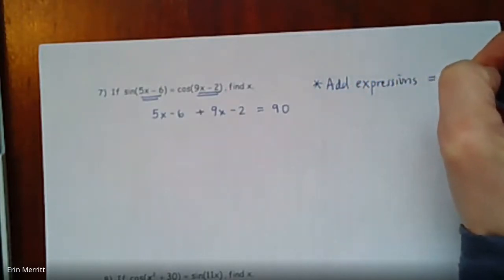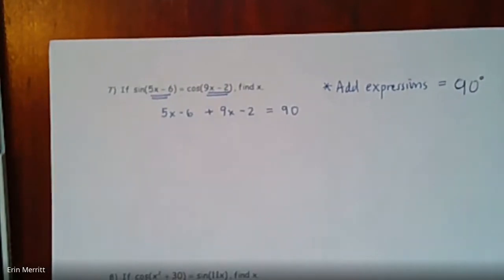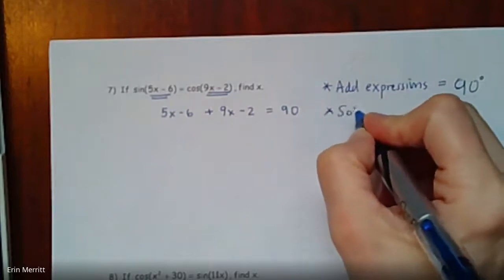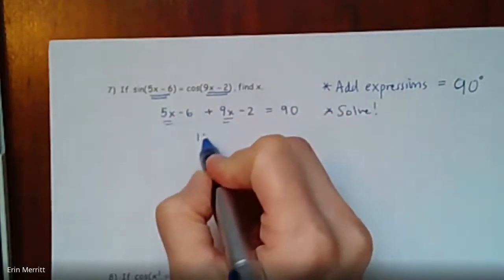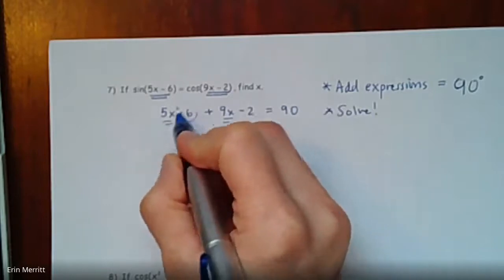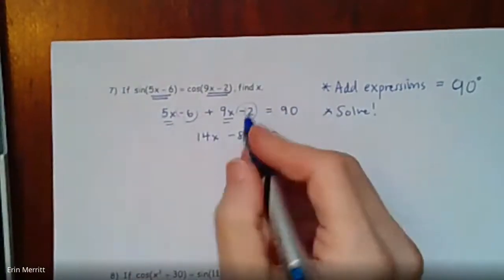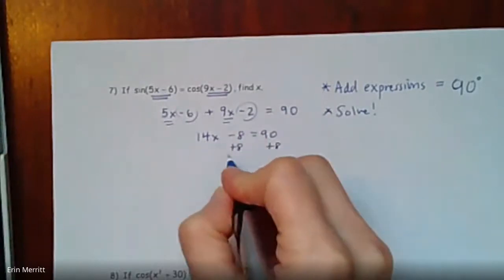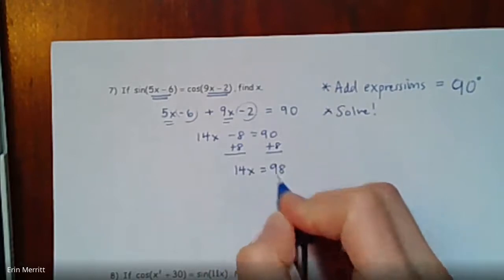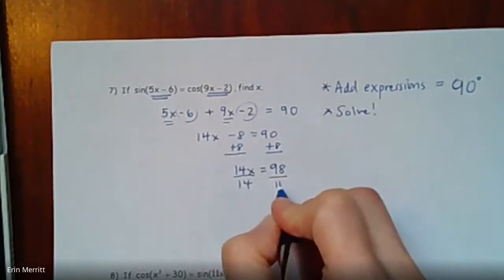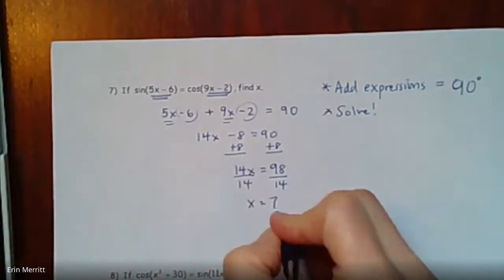So you add the expressions and set it equal to 90 degrees. That's what I'd want you to do. And then just simply solve. So here we can combine these. This will give us 14x. We can combine those. That'll give us minus 8. Right? And then if we add that 8 on over, we get 14x equals 98. Divide by 14 equals 7.